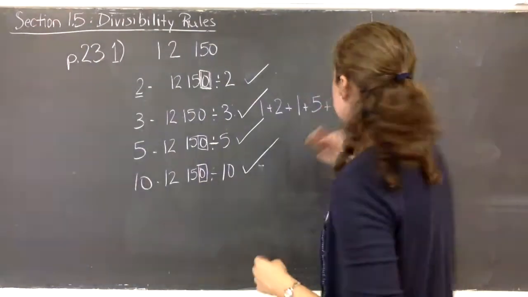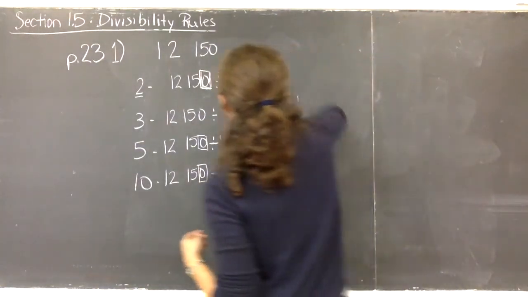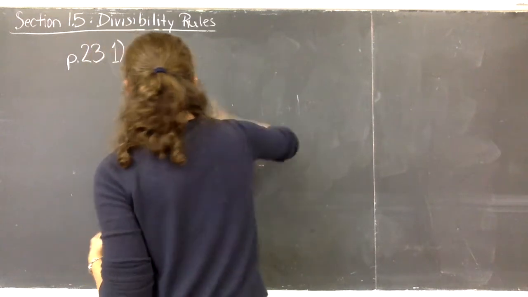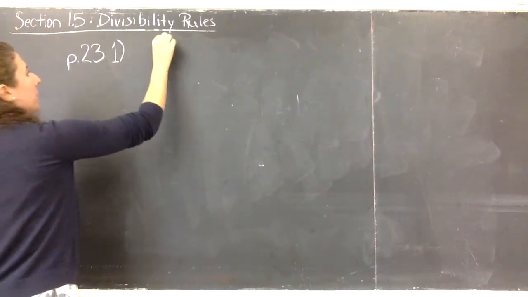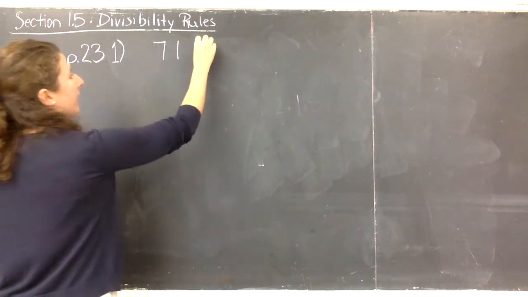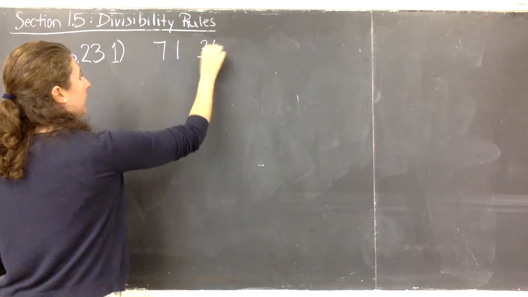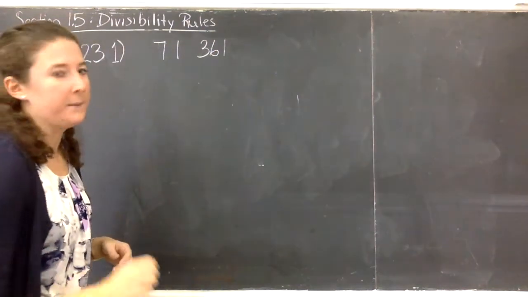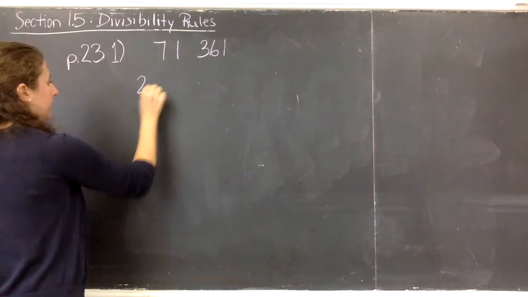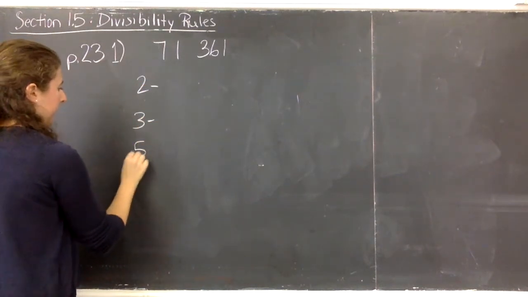Let's do another example. This time I'm going to take the number 71,361. I have 2, 3, 5, 10.